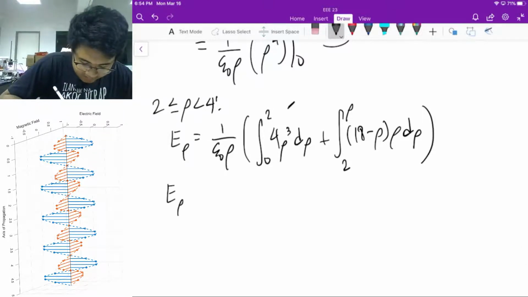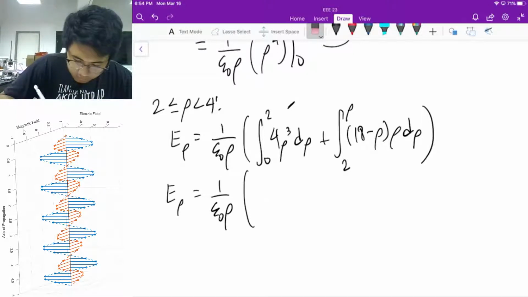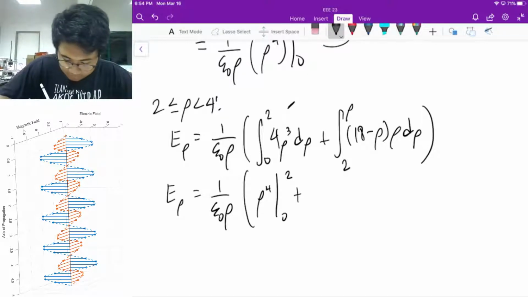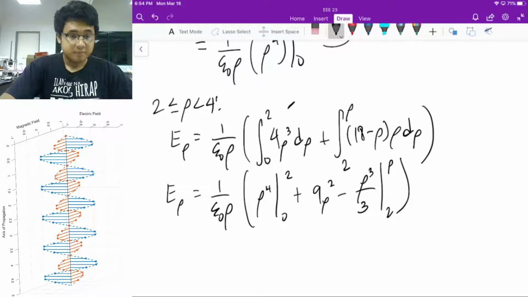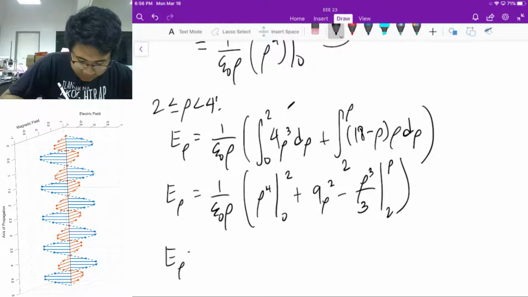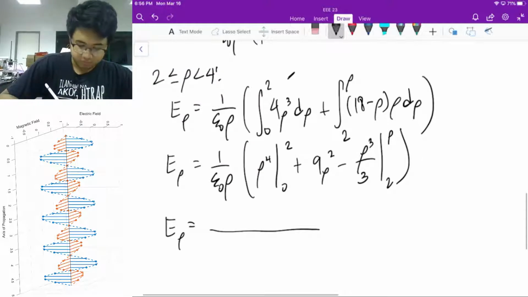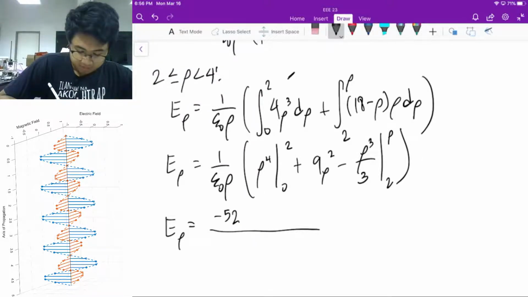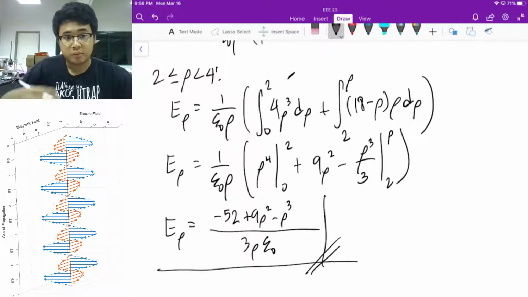So evaluating that by integration, you have rho raised to the fourth power integrated from 0 to 2, plus 9 rho squared minus rho cubed over 3 integrated from 2 to rho. And that results in an electric field of, quite simply, negative 52 plus 9 rho squared minus rho cubed over 3 rho epsilon 0. And this is the electric field expression from 2 to 4.